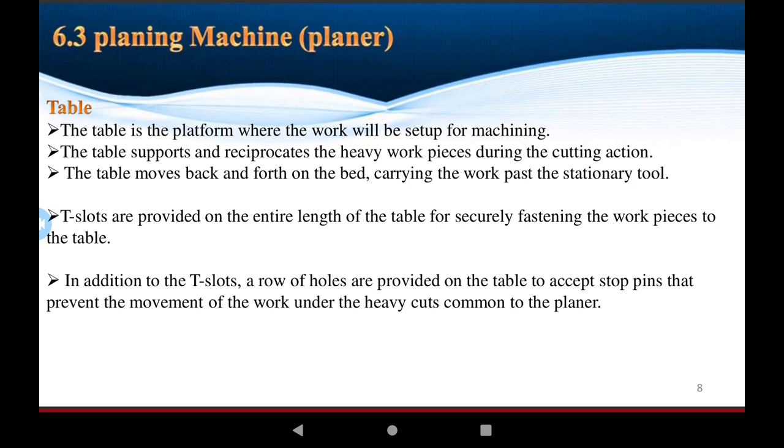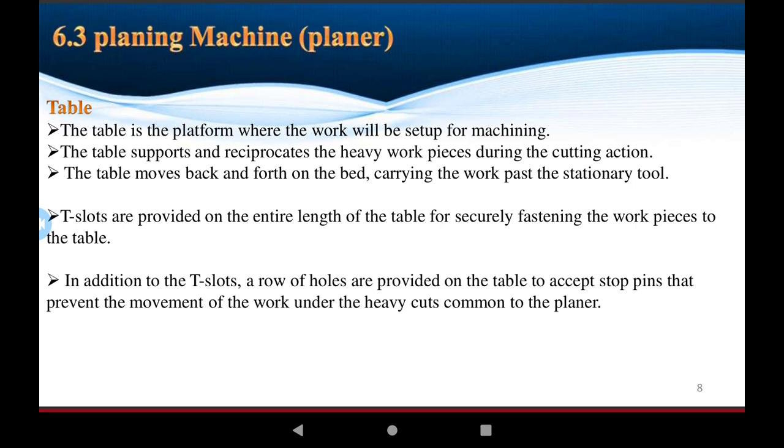The table moves back and forth on the bed, carrying the workpiece past the stationary tool. The tool is stationary in this machine, and the table moves around the tool, and the tool cuts the metal of the workpiece. It moves backward and forward. This is the bed.